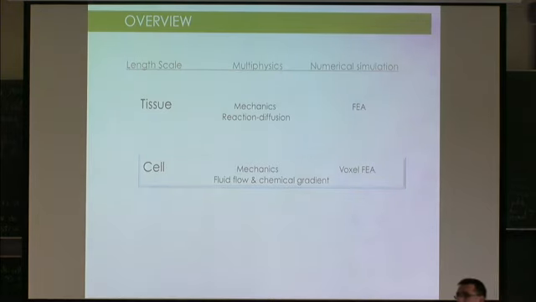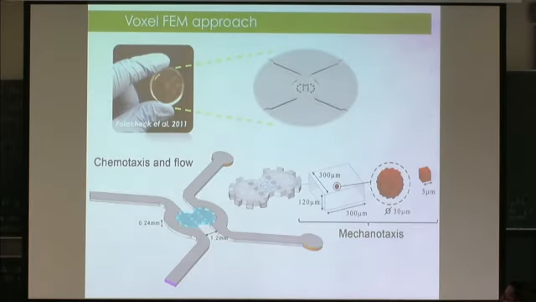So it was a first approach, and our idea is to try to understand how cells are moving. So we try to go down into the scale to understand how one cell is moving, and we use a very simple idea: a voxel finite element approach. So it's a very phenomenological law.